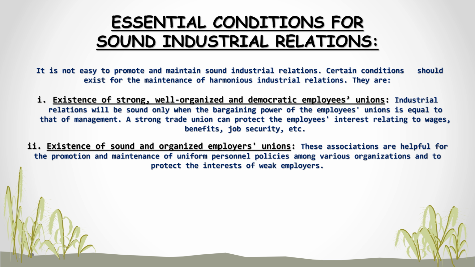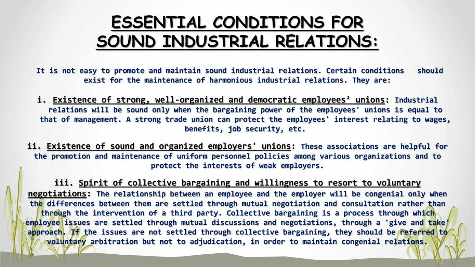3. Spirit of collective bargaining and willingness to resort to voluntary negotiations. The relationship between an employee and the employer will be congenial only when the differences between them are settled through mutual negotiation and consultation rather than through the intervention of a third party. Collective bargaining is a process through which employee issues are settled through mutual discussions and negotiations, through a give-and-take approach. If the issues are not settled through collective bargaining, they should be referred to voluntary arbitration but not to adjudication, in order to maintain congenial relations.